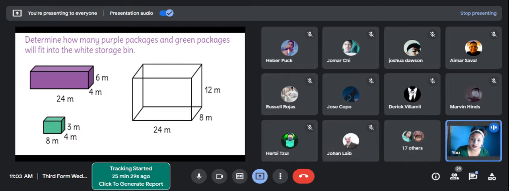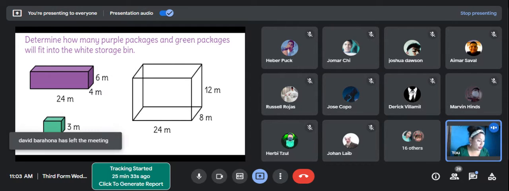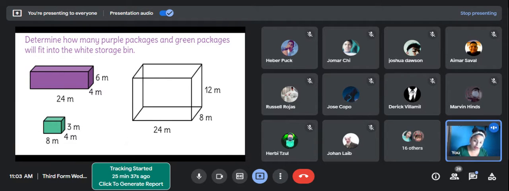And I decided to use an example with cubes and cuboids, and it's a word problem because your activities for this week are word problems. You have to be able to analyze a question to be able to solve it. And this question is very straightforward. It says determine how many purple packages and green packages will fit into the white storage bin. You have a white storage bin, you have the dimensions of the purple package, and you have the dimensions of the green package.